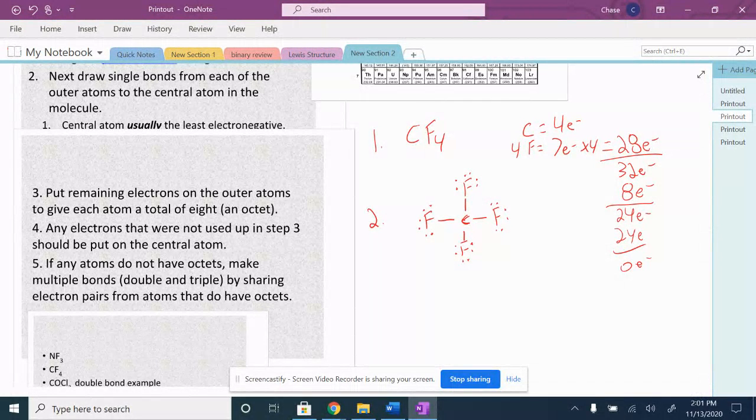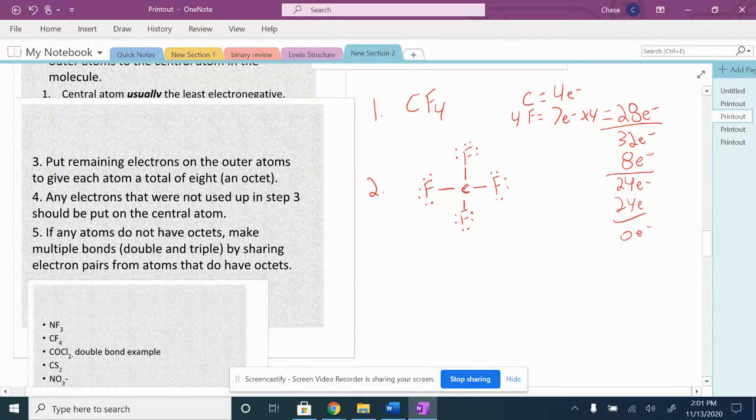So now I just need to double check to make sure each atom has 8 valence electrons. So carbon is sharing 4. So it's got 4 lines. Each line represents 2 electrons. So it has 8 through its 4 bonds. So it's happy. And each fluorine has 6 of its own and is sharing 2 for a total of 8. So therefore, this is the correct Lewis structure for CF4.